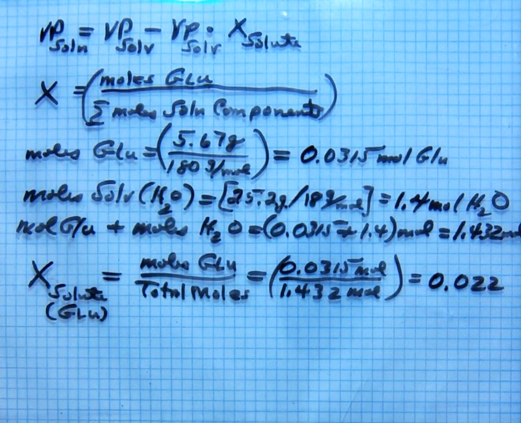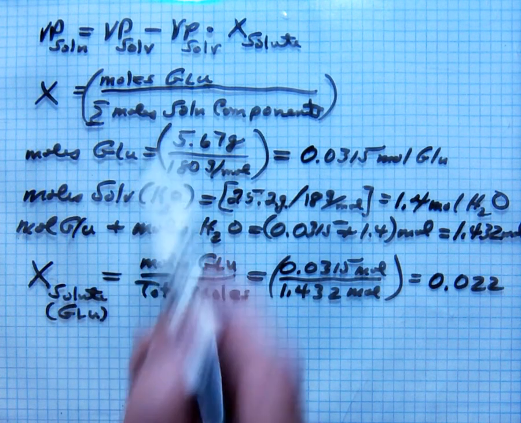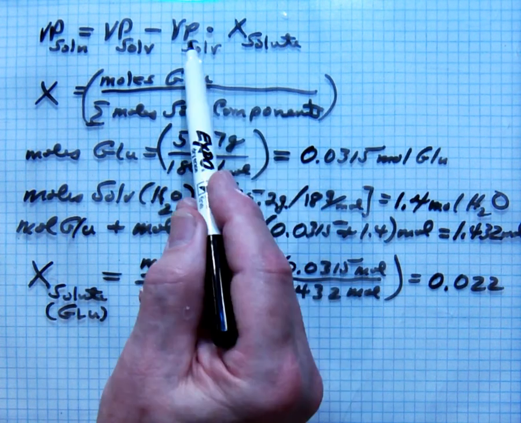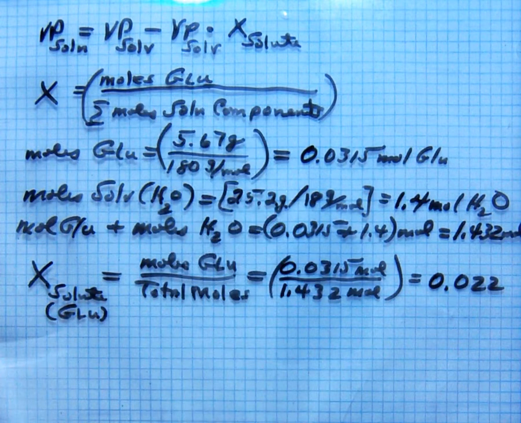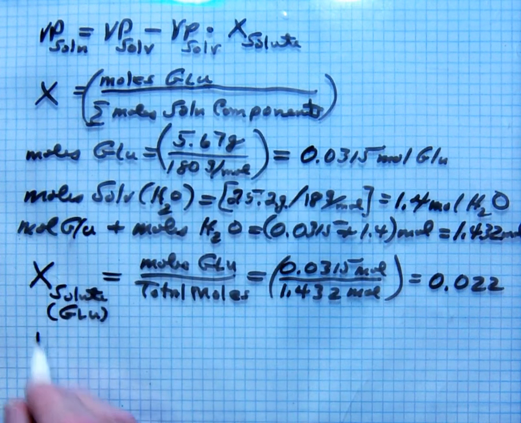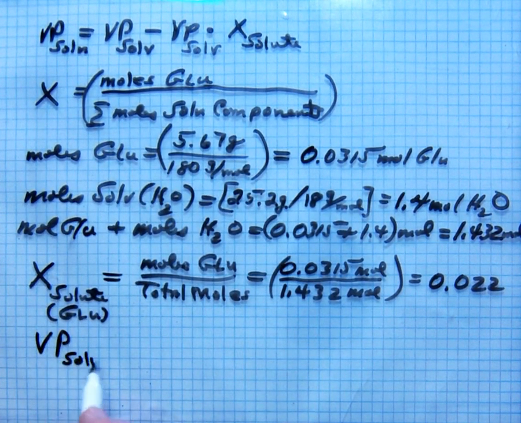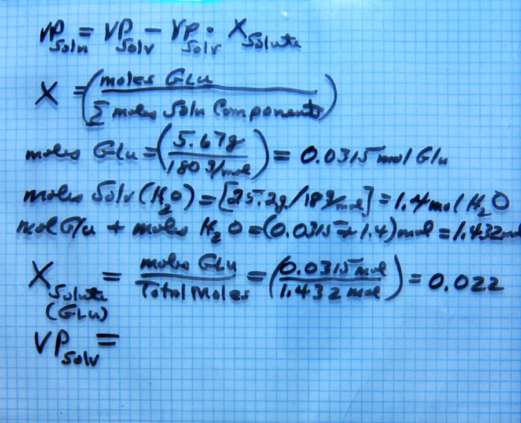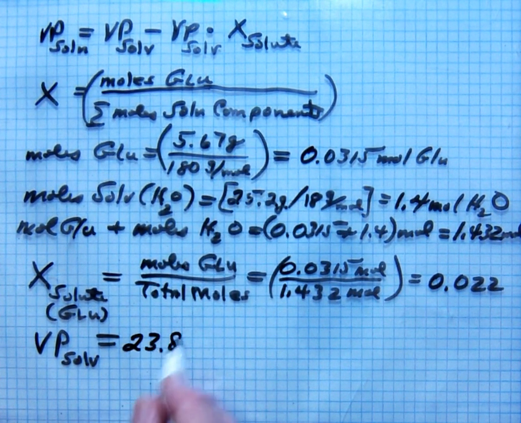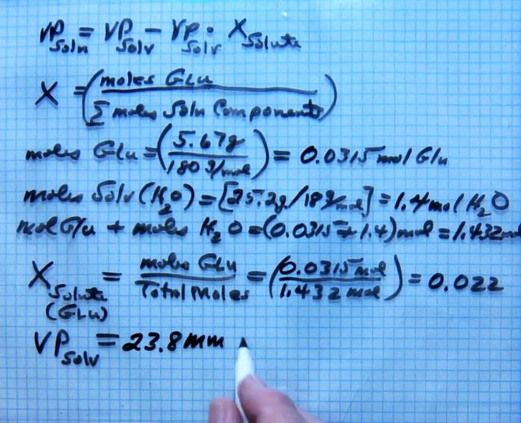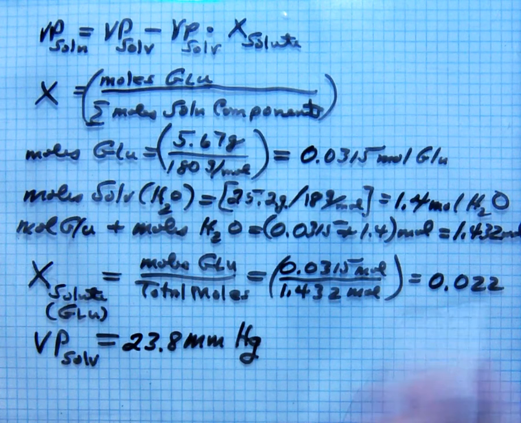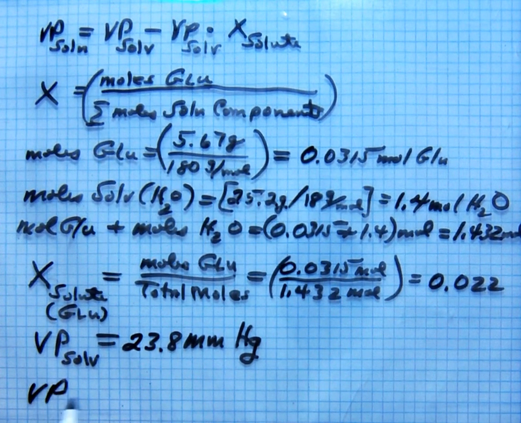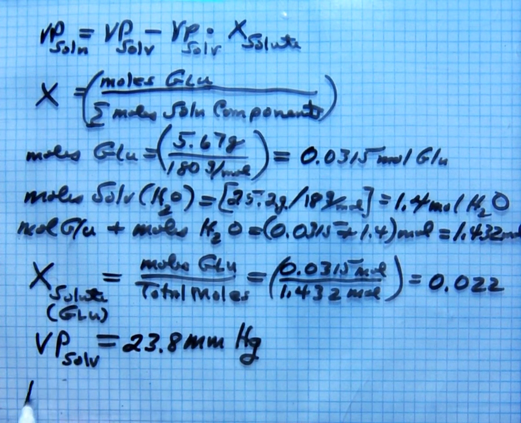Okay. So now that we have the mole fraction of the solute, and we know the vapor pressure of the solvent from the problem was 23.8 millimeters of mercury, right there, then we can take vapor pressure. All right, we'll do it the way the problem says.